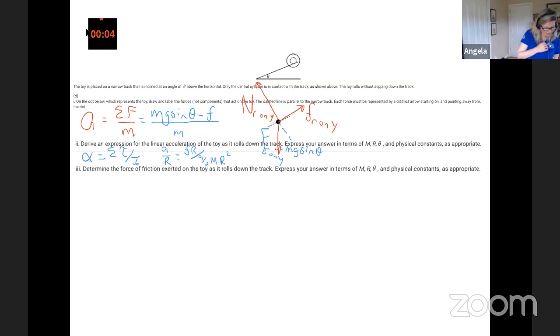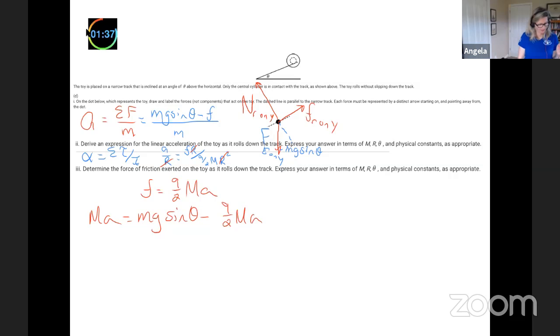All right, now take that expression. I'm going to cancel all these r's. They all go away. And then I'll get friction is 9/2 ma. So if I plug that into my Newton's second law for translation, I will get ma equals mg sine theta minus friction, which is 9/2 ma. And now I can solve for a. Oh, I made a mistake. I'm going to give you 10 seconds to find my mistake in what I just wrote.